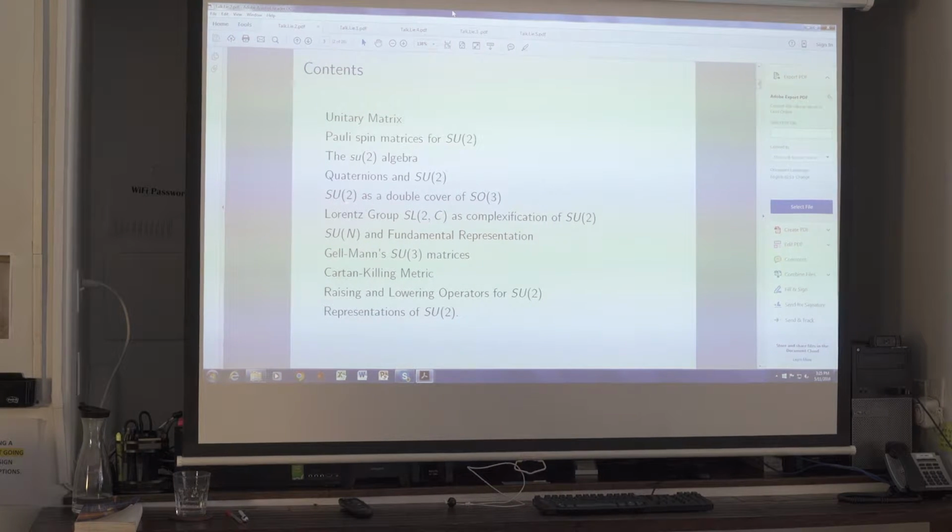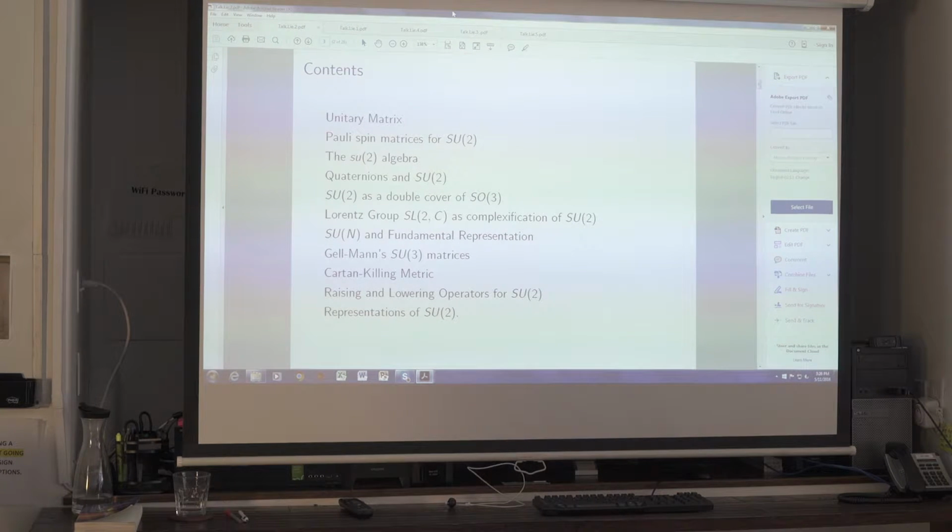Then we will see why SU2 can be seen as a double cover of SO3. SO3 are the orthogonal group in 3 dimensions. Then we will be discussing the Lorentz Group as a complexification of SU2. We will be talking about unitary matrices in n by n matrices. In particular, the well-known to the experts.